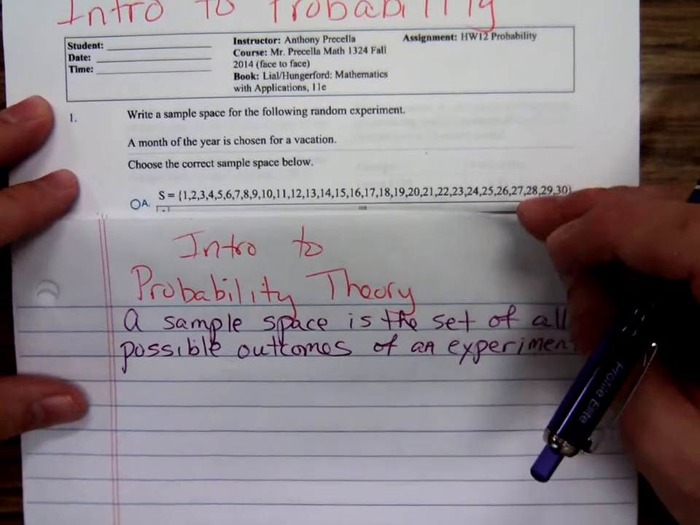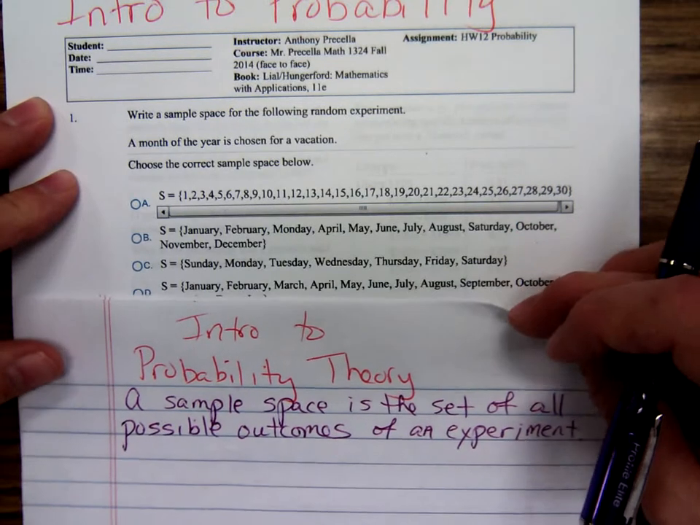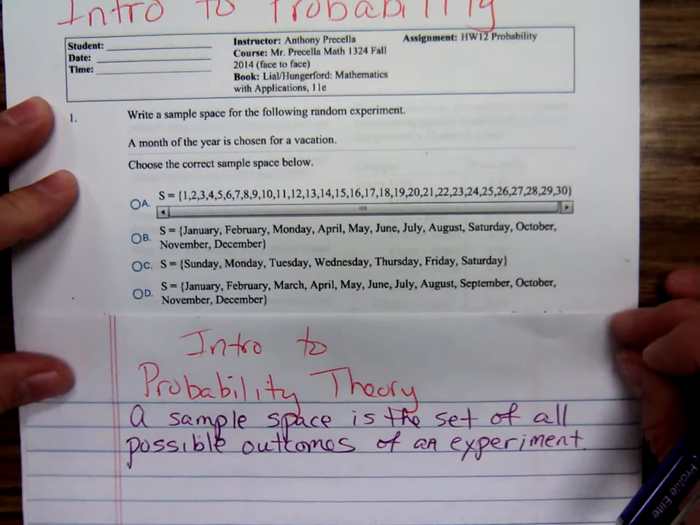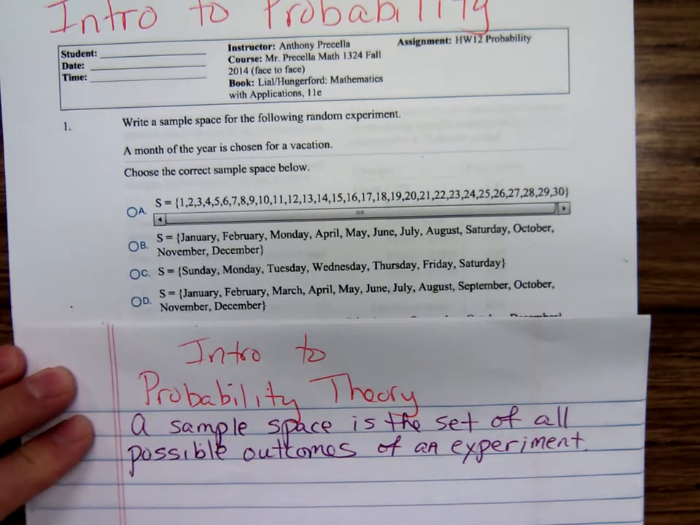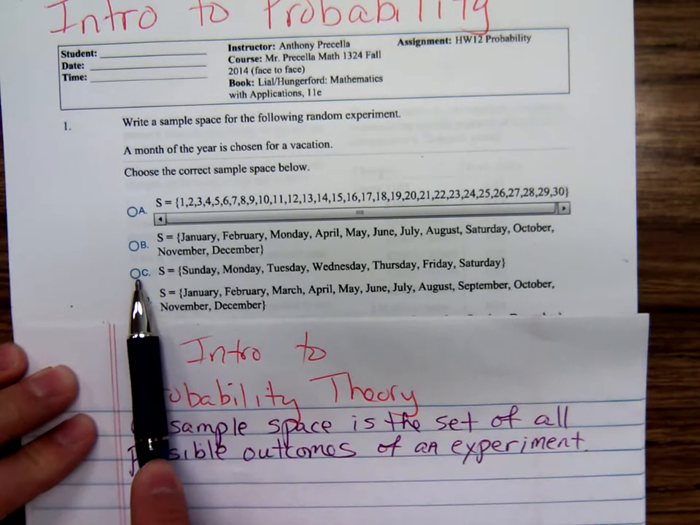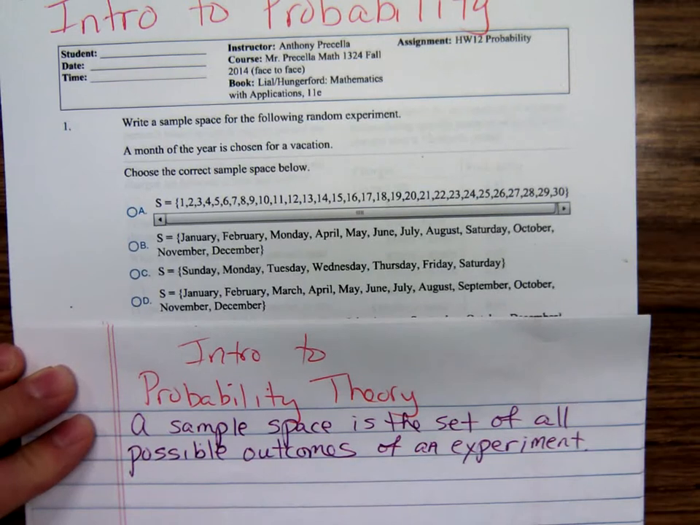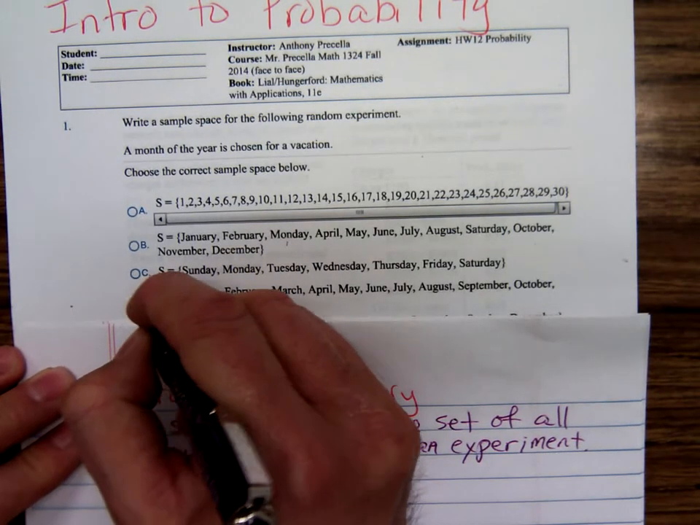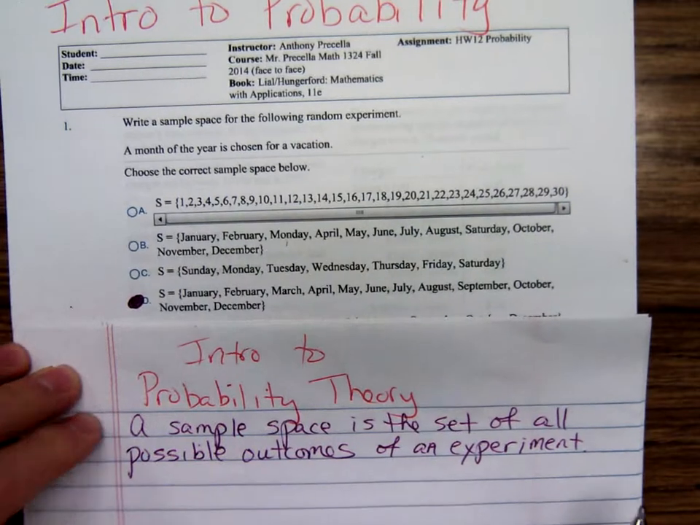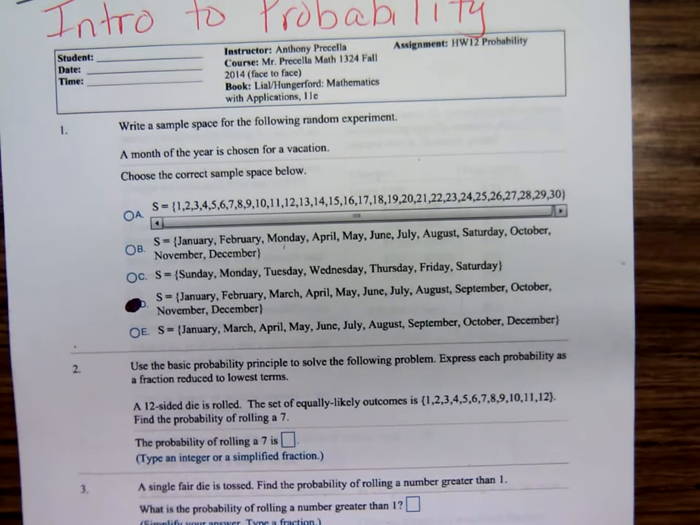You just sort of read the problem and choose A, B, C, D. Which one, just glancing at it, definitely wouldn't you choose? Yeah, that 1 through 30, nah. So which one of these goes January through December, listing all the months? It's sure not C, is it? It's D. It's not B because B includes Monday, and Monday's not a month of the year. This is called a sample space. That's what statisticians refer to as a sample space.